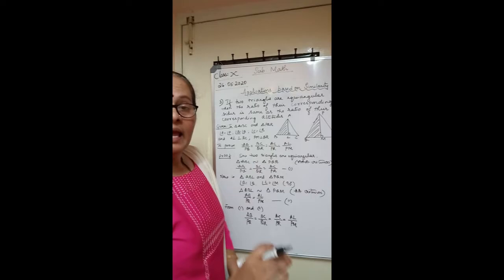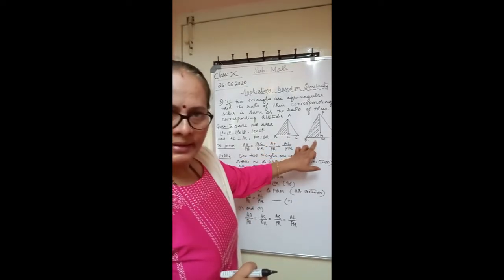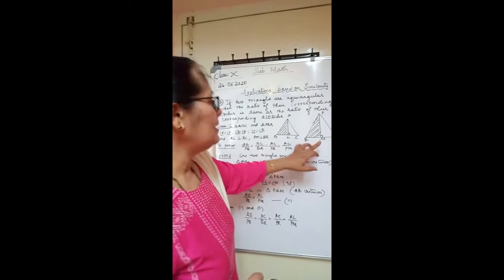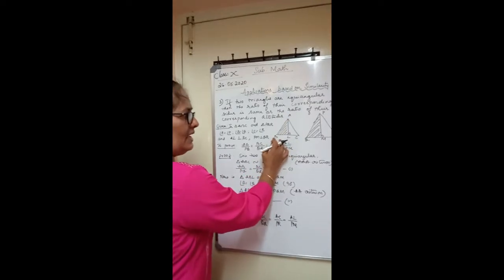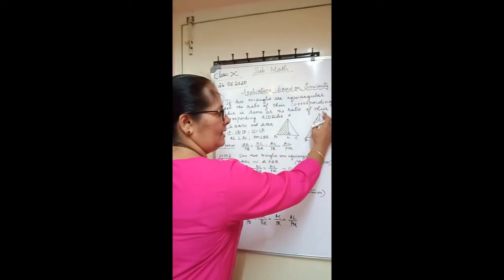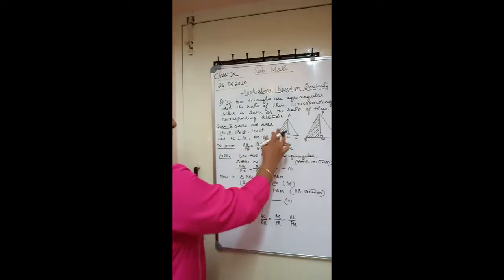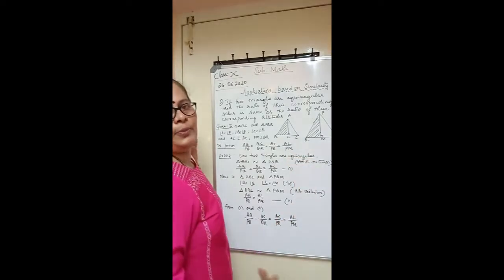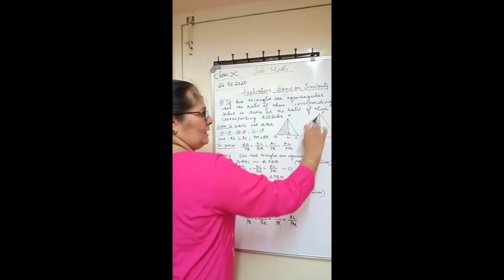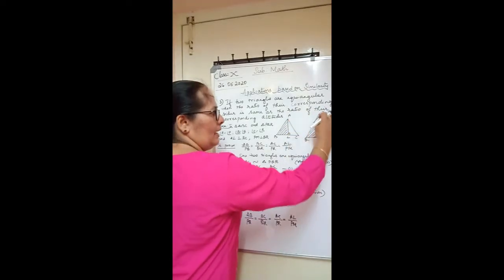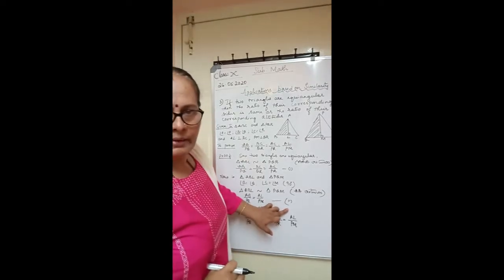Now again by AA criterion, two angles of one triangle are equal to two angles of the other triangle. Then the two triangles are similar. So triangle ABL is similar to triangle PQM by AA criterion. When the two triangles are similar, once again their corresponding sides are proportional. That is, AB by PQ is proportional to AL by PM. So AL by PM is the second equation.